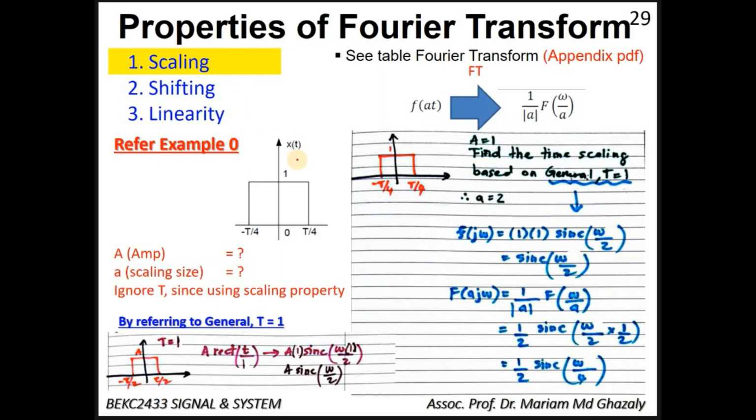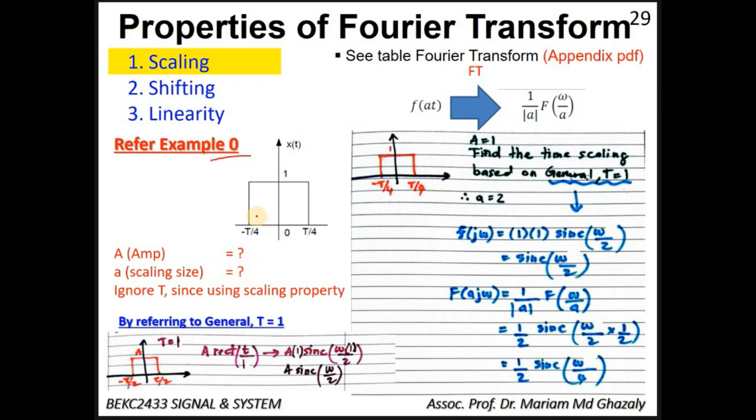Okay, now we are going to look at the properties of Fourier transform. Similar to what you learned in chapter 1 on the properties of continuous time signal and discrete time signal, you learn about the time properties. So you have time scaling, time shifting, then linearity, and so on. So we are going to look at implementing the properties of Fourier transform in terms of scaling property, shifting property, and linearity. So let's look at the example that you did in example 0.